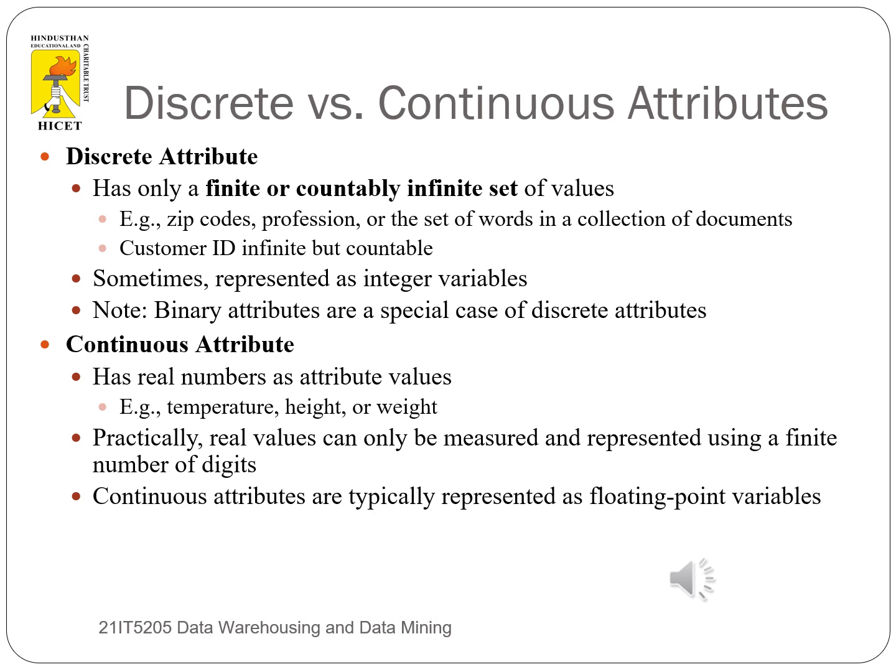The next common classification of attributes is discrete and continuous attributes. Discrete attributes have only a finite or countably infinite set of values. Examples are zip codes, profession, the set of words in a collection of documents, and customer ID. They are sometimes represented as integer variables. Binary attributes are a special case of discrete attributes where we have only two possible values. Continuous attributes have real numbers as attribute values. Examples are temperature, height, or weight.